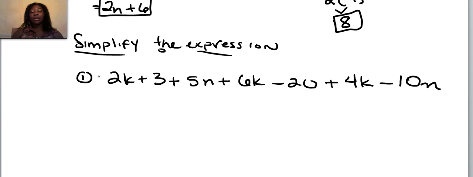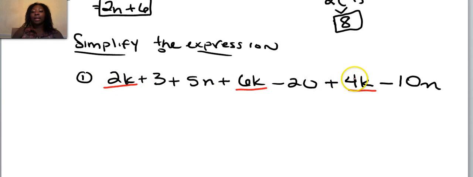Okay? To simplify, I always tell my students, simplifying is make it pretty. Okay? If there are things that are alike, put them together. So another way to say this is to combine like terms. Take like terms, things that are the same, and put them together. Okay? So it turns out that like terms are things that have the exact same variable. Okay? So for example, 2k, 6k, and 4k are like terms.